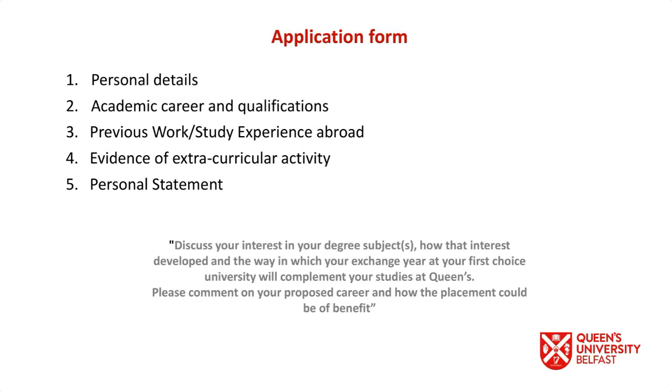In terms of the application form, the first section is general enough, it's just your personal details. The second section of the form is your academic career and qualifications. We want to see students who are of an adequate academic level. This is so we can make sure that you'll be able to keep up with the rigors of studying a second level course in a different environment.